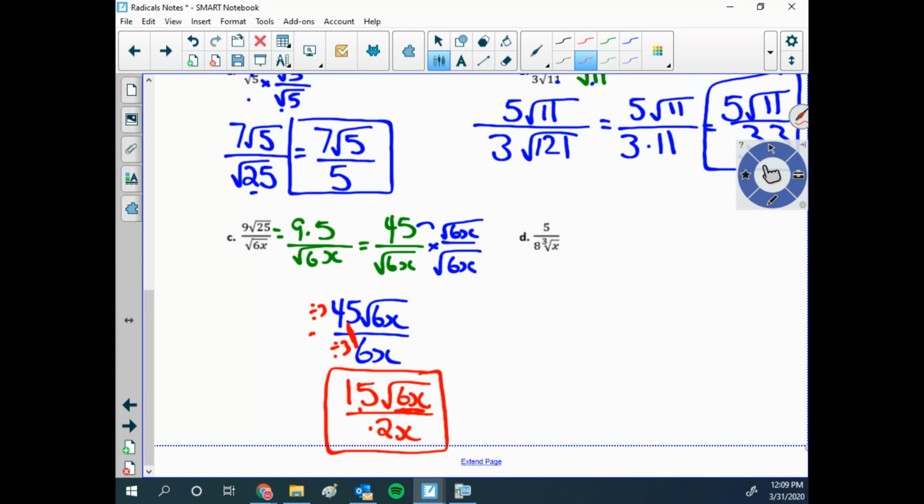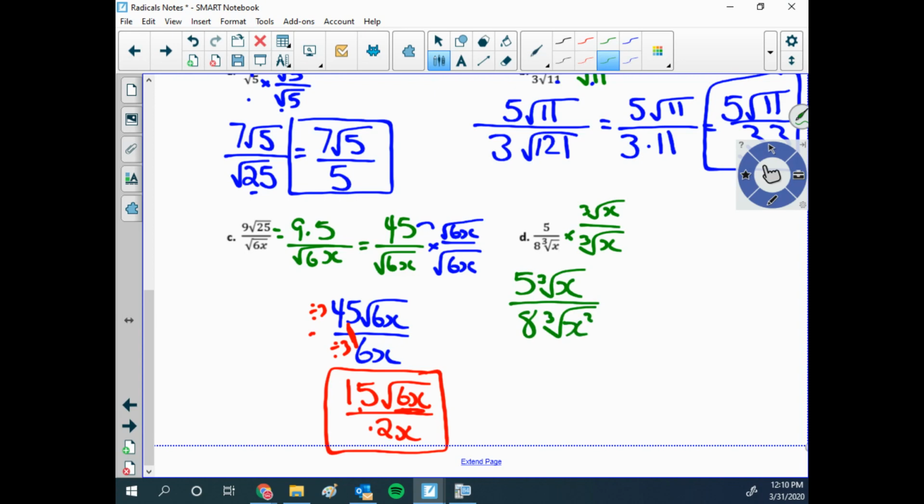Okay, so 5 over 8 cube root x. This example is a little bit different, but let's solve it with the same strategy we've been using thus far. I want to rationalize the denominator, which means I need to multiply it by whatever radical I have. So I'm going to multiply by the cube root of x, and what I do to the bottom, I do to the top to preserve equality. So this becomes 5 times the cube root of x over 8 times the cube root of x squared.